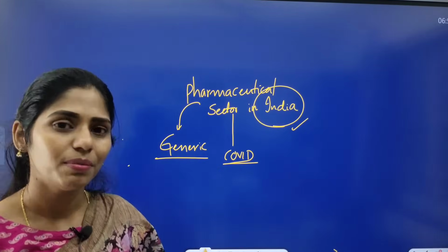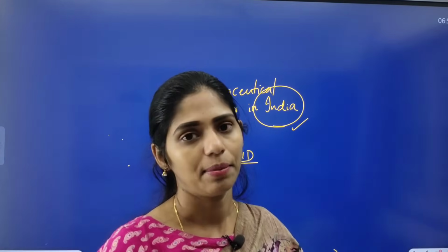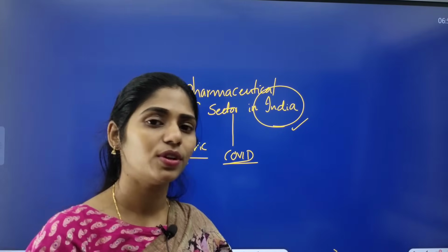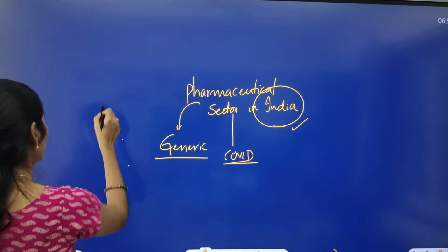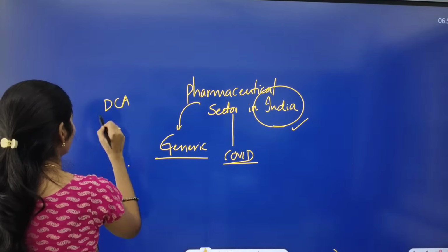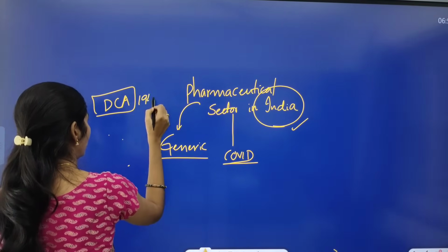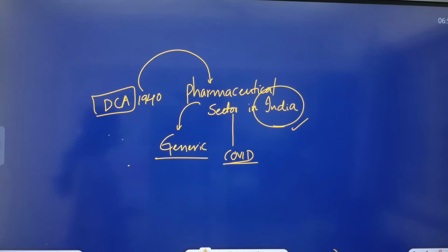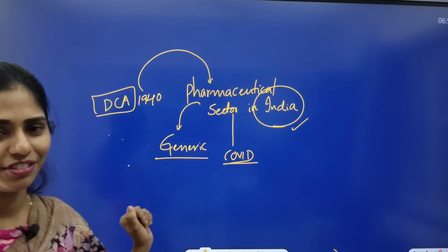You have to know what measures can be taken to control this type of spurious drugs, and you even have to know the definition of spurious drugs. And one more thing here is you have to know the DCA, the Drugs and Cosmetics Act of 1940, which talks about these pharmaceutical products and their safety. Clear?